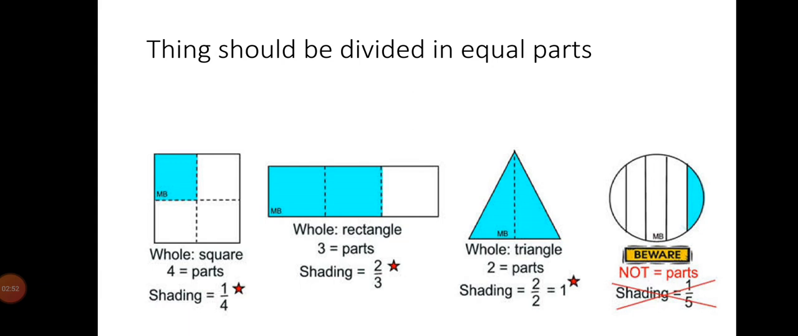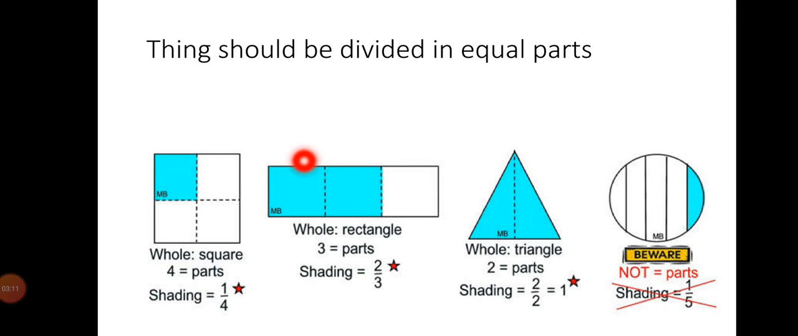Things should be divided into equal parts. Have a look at these pictures carefully. In the first picture, one whole is divided into 4 equal parts. The whole square has 4 parts. Shaded is 1, so the fraction is 1/4.